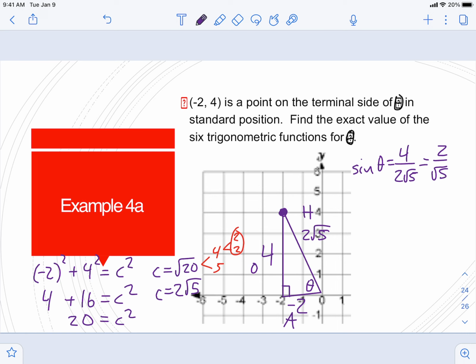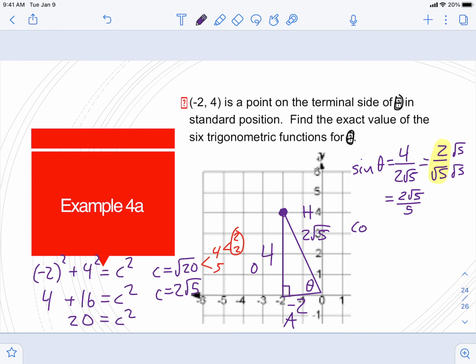And then we could leave this answer just like it is. If we want to rationalize the denominator, I would multiply the top and bottom by the square root of 5, and that would give me 2 root 5 over 5.